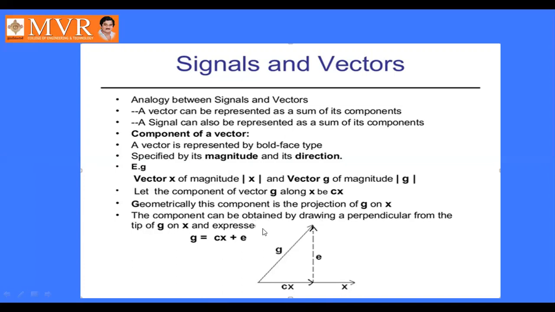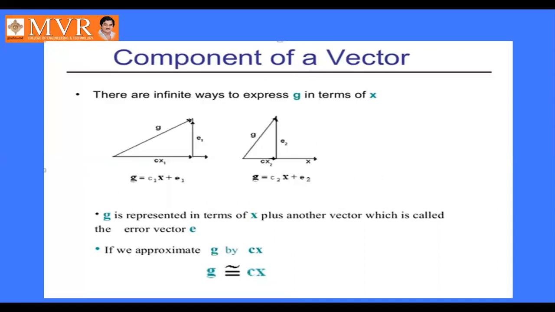Okay, so here we are representing one vector along another vector. It means that one vector is represented in terms of another vector. So here g and x are two vectors. g is represented as c into x plus e, where e is some error vector or error signal. Okay, so that is a component of a vector.